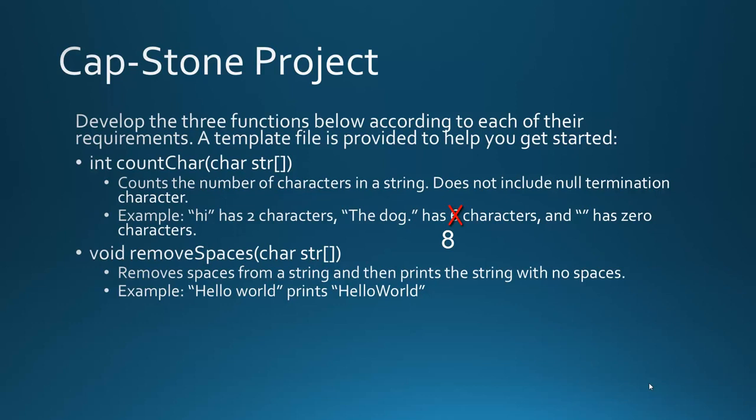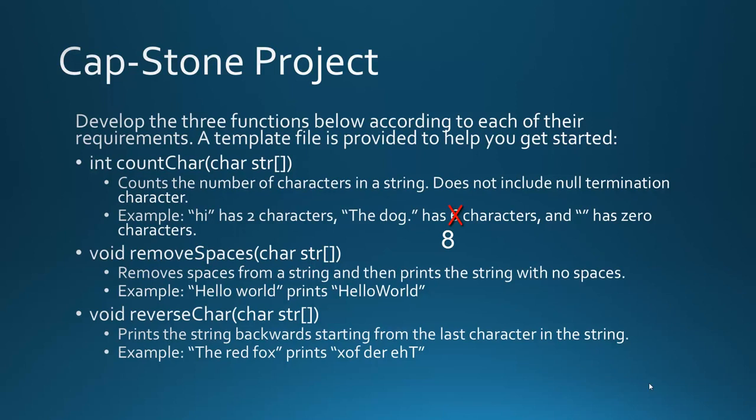Pretty straightforward. And void reverse characters takes an array of characters, and that will print the string backwards starting from the last character in the string. So if we had the red fox, it prints that backwards, which is not pronounceable but useful. This is where, with that void reverse characters, you're going to have to take into account the null terminated string, because you're going to have to start iterating from the back. So that's just a little hint I'll give you right there.